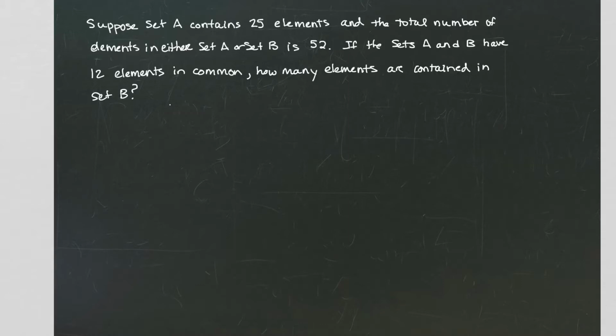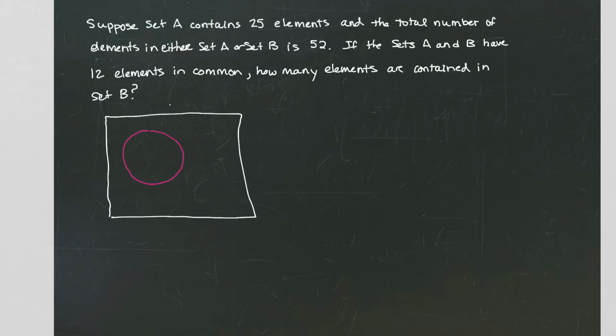Well, there's two different ways. We can either use the cardinality rule or Venn diagram. I'm a picture girl myself, and so I would probably start with a Venn diagram. And in this Venn diagram, we have two sets. We have a set A that we know contains 25 elements, so the number of elements in A is 25.